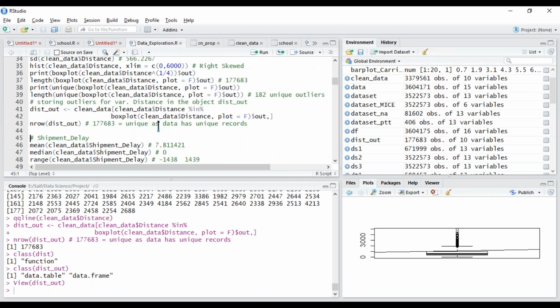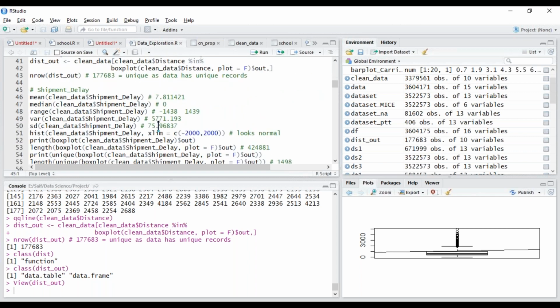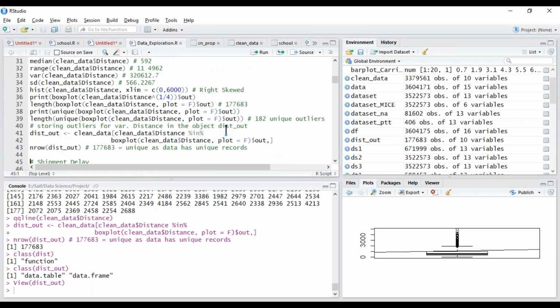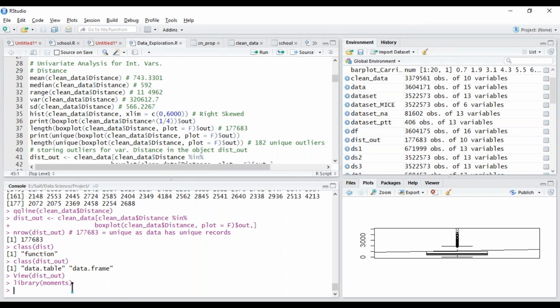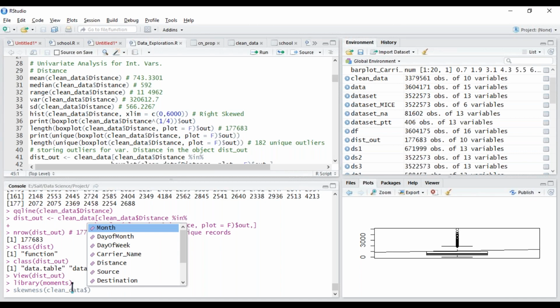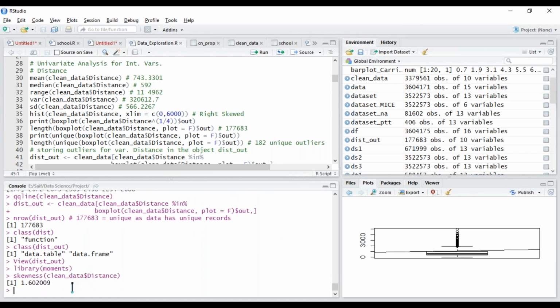So that's about your distance, right? What all did we do? We performed the mean, the first moment business decision. We can also do skewness and kurtosis. For that, we need to install a package called moments. Moments is the package you can use to find the skewness and kurtosis, because you do not get them directly with the base package. We'll use the skewness function on clean_data$distance, and it happened to be 1.60.